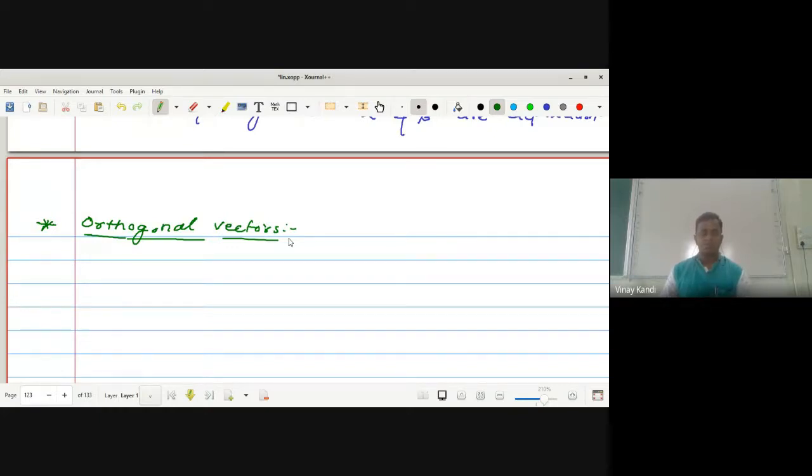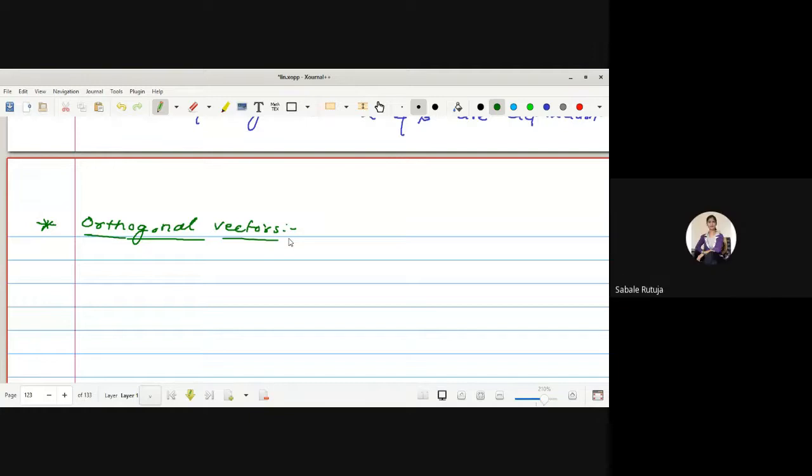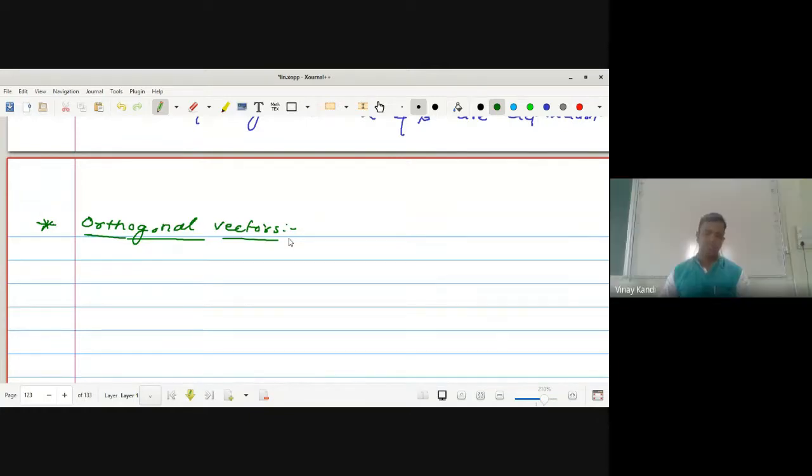Okay, how was the dot product defined there? A dot B is equal to AB cos theta. That was for a particular operation. So here in the inner product space, if there are two vectors and the inner product of those two vectors is 0, that means the two vectors are orthogonal to each other, as in Euclidean space where they are perpendicular.